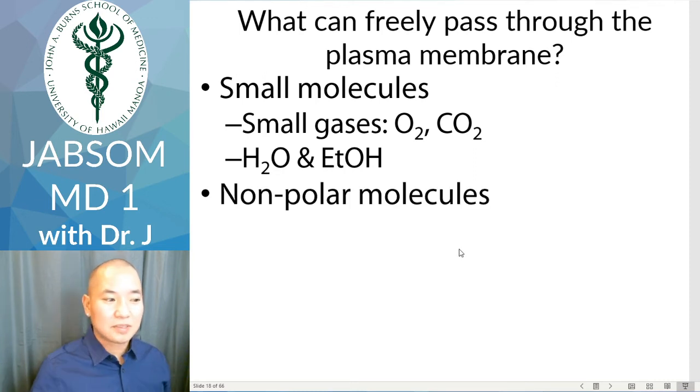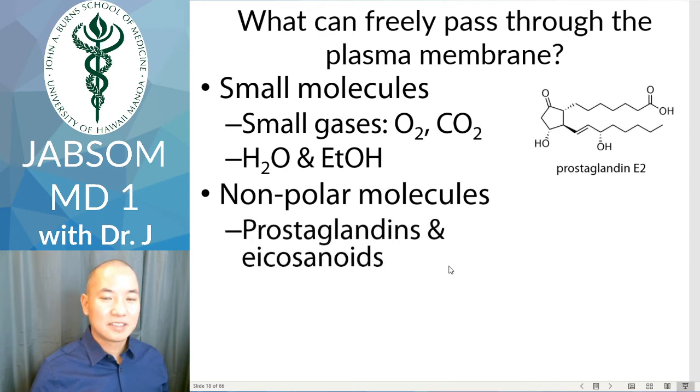Now, nonpolar molecules, due to being nonpolar and hydrophobic, have an easier time passing through that hydrophobic core. So things like prostaglandins and eicosanoids do have oxygen atoms, but what we see here are long hydrocarbon tails and structures. So these are nonpolar bonds. Overall, even though there are oxygen atoms, this prostaglandin is more on the hydrophobic side.